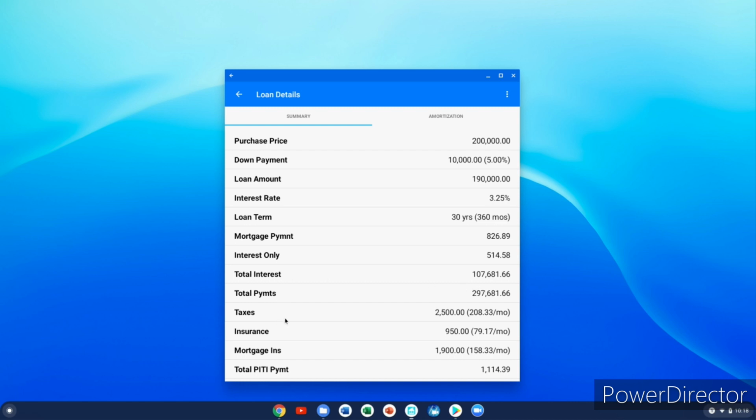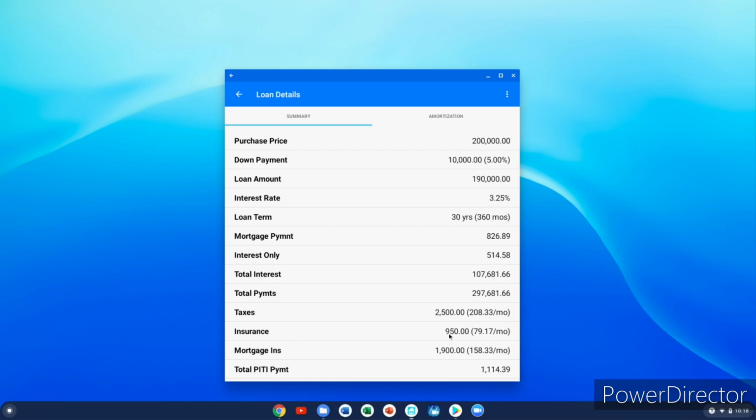Our property taxes for the year was $2,500. But remember, the mortgage calculator is doing all the work for you. It's smart enough to take that $2,500 and divide it over 12 months. So 2,500 divided by 12 is $208. So we know that $208 right there is going to have to get included and added into this 826, which is our mortgage payment.